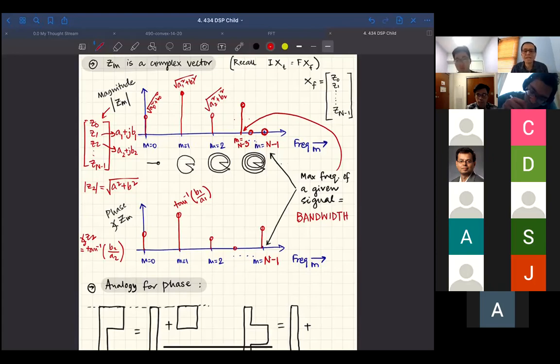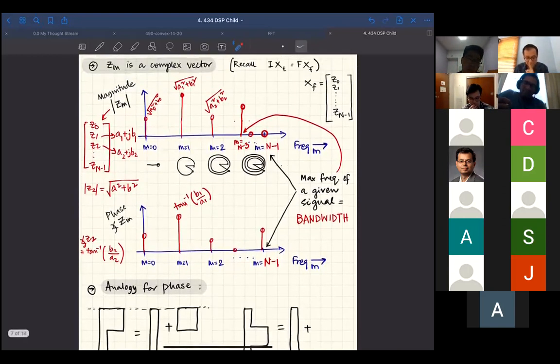But this formalizes this notion of bandwidth, where bandwidth tells you what is the maximum frequency that is contained or that you need to make up that signal. You might need lower frequencies, but the maximum frequency that you need to make that signal is the bandwidth of that signal. Okay. Now, one question is, okay, I get bandwidth, but what does phase mean?